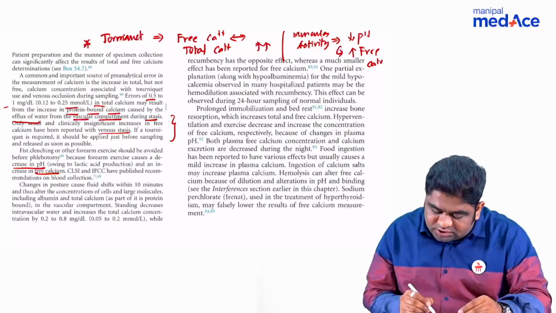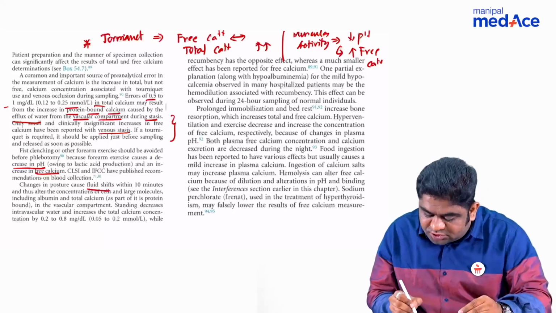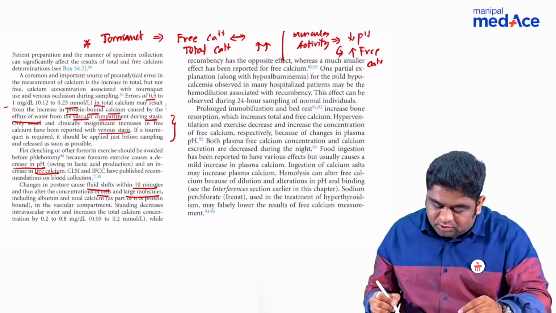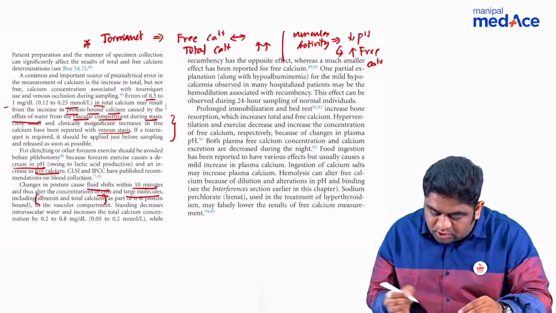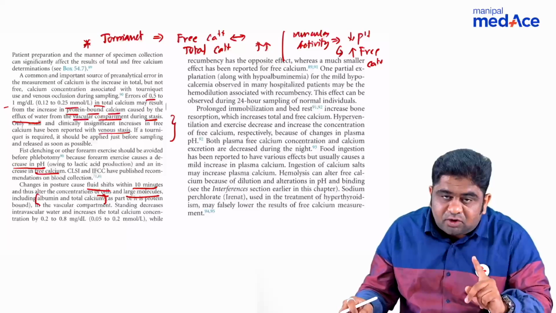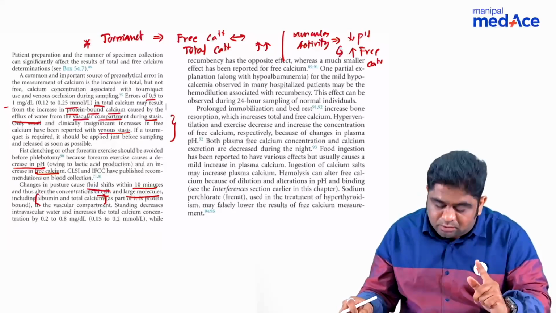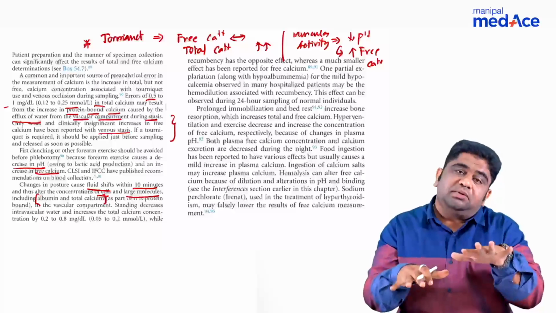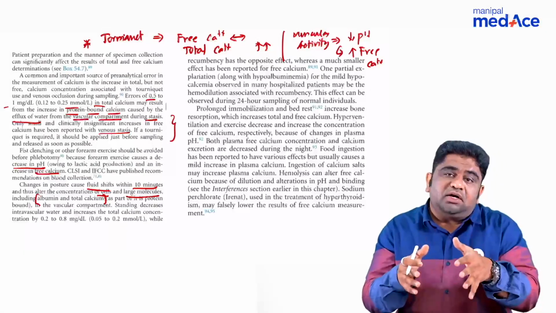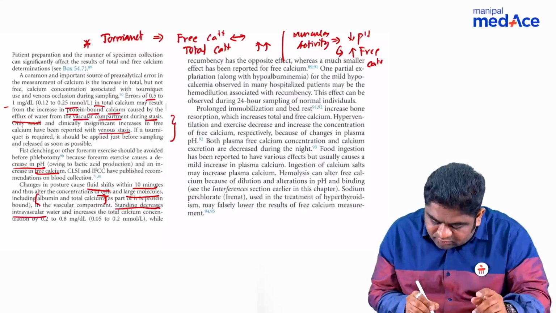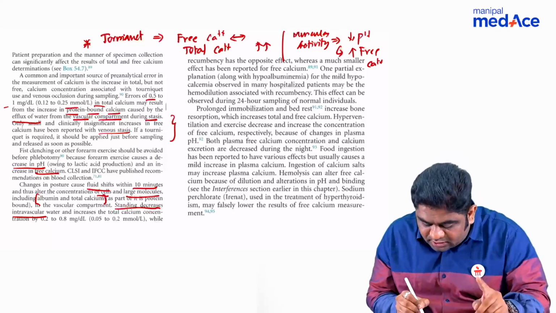Now, changes in posture cause fluid shifts within 10 minutes and thus alter the concentration of cells and large molecules, including albumin and total calcium. Why is total calcium always capable of having this change? Because a part of the calcium can be albumin bound. So whenever there is a change in posture, the albumin content inside the blood vessel alters, and automatically total calcium will also change. So standing decreases the intravascular water and increases the total calcium.